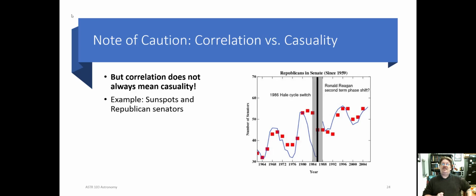But hopefully, I would contend that no one in their right mind would believe that either the sun is affecting the minds of the voting populace to vote more Republican, nor do I believe that Republicans are secretly reptilians with the power to affect the internal mechanisms of the sun. The two cannot be physically tied together. One cannot cause the other. So this is a note of caution that correlation does not always mean causality, but it can. And when you see a correlation between two factors, it behooves you to investigate whether or not there is a physical link that might describe it, or not.